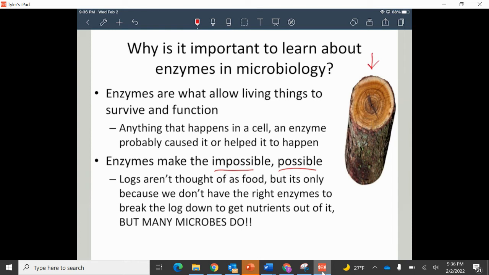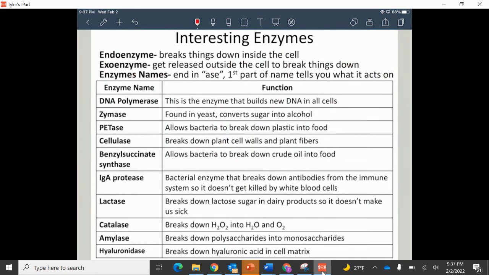And so I always like to have a picture of this, right? You see this log. We don't typically think of that as food. You don't look at a log and say that looks tasty, right? But it's only because we don't have the right enzymes to break it down. If you had the right enzymes to break down that log, you could extract nutrients from it, and microorganisms can. And so microbes will break that down and use it to get energy, okay? And so that really is the difference when you start looking at the world, the enzymes you have really dictate what you can eat, what you can get nutrients out of, those kinds of things.